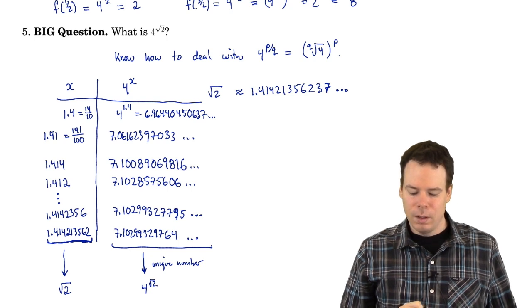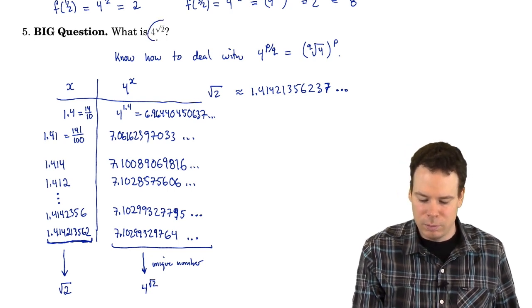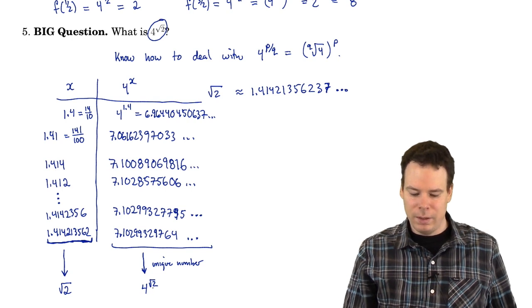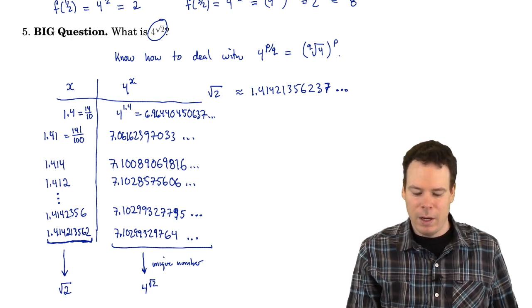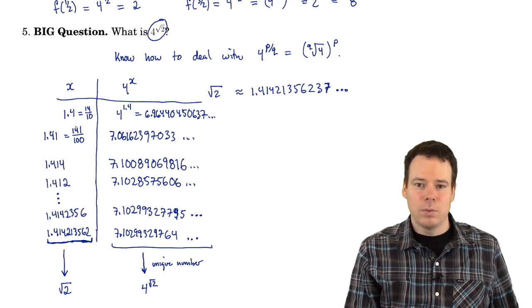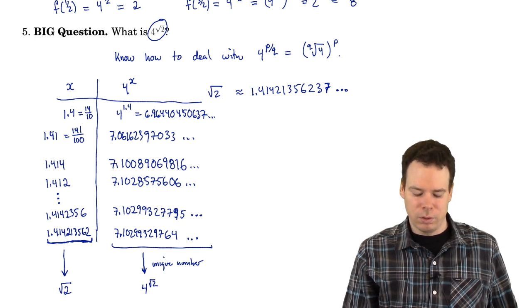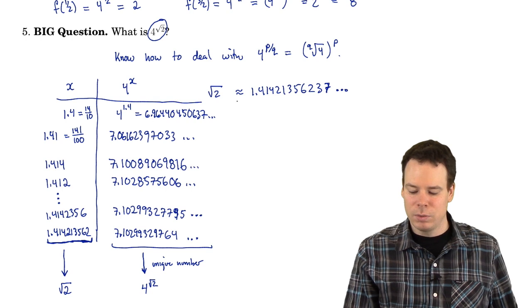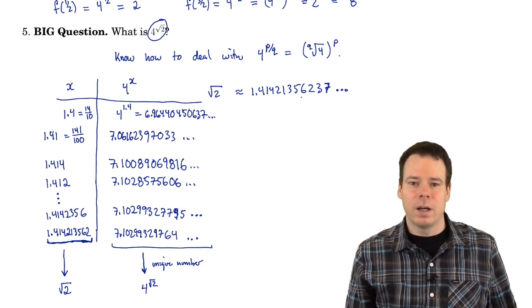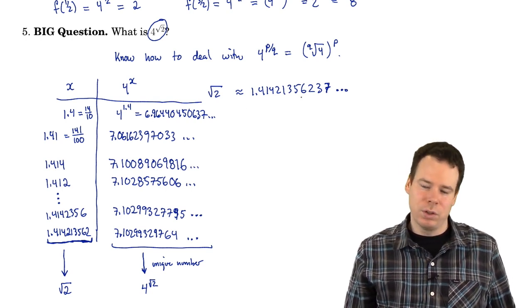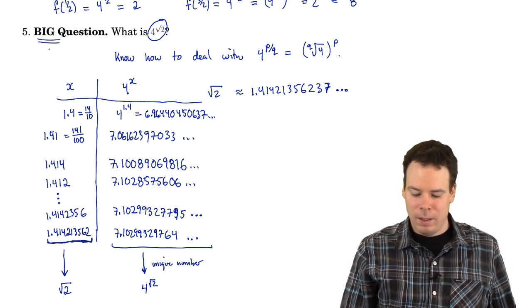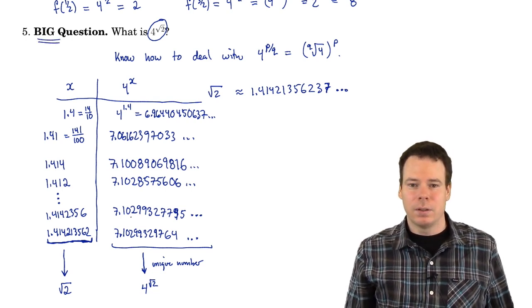So we've defined, in some sense, 4 to the square root of 2 to be the real number that we get by taking 4 to the power of these rational numbers that get closer and closer to the square root of 2. So we've defined 4 to the power of an irrational number in terms of some sequence of 4 to the power of rational numbers. Okay. So that's a big question, and it requires, in some sense, a big answer.